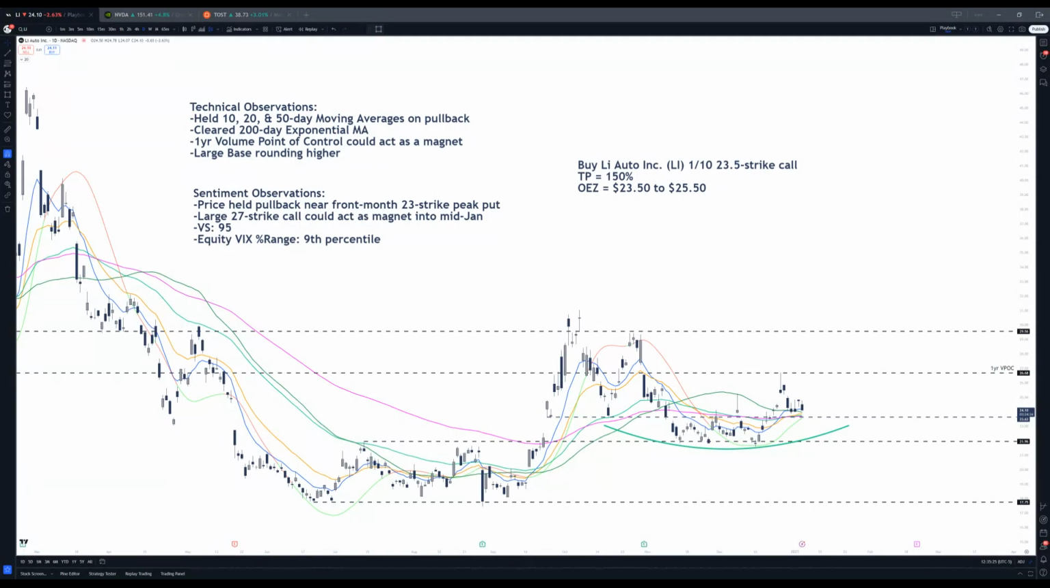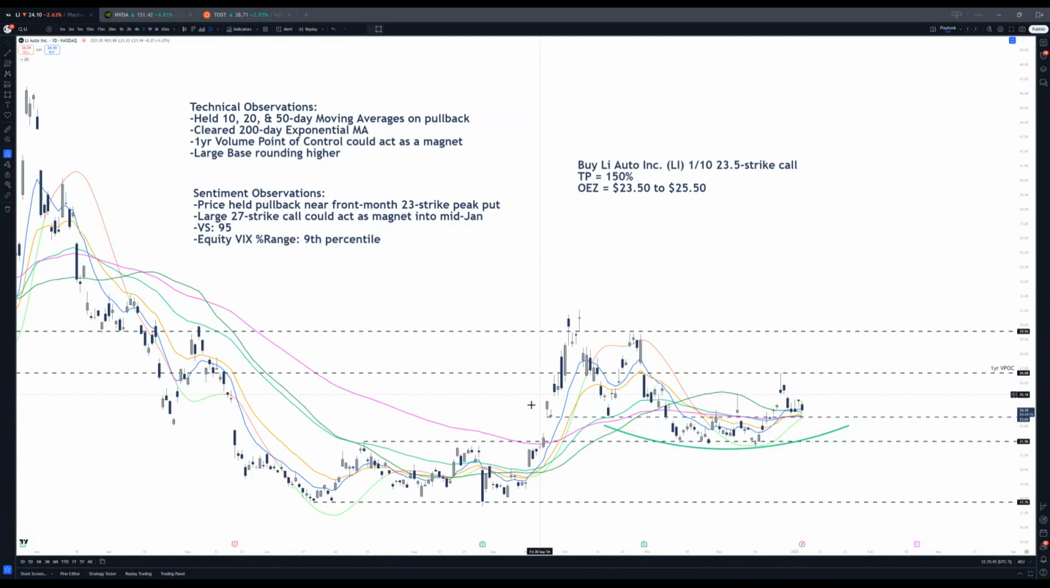But we're looking for a move that is way outside of that OEZ. So within 1-2% of the lower bound on that OEZ is very acceptable, and we would still want you to get into that. Same with the upside as well. So we're still within it.